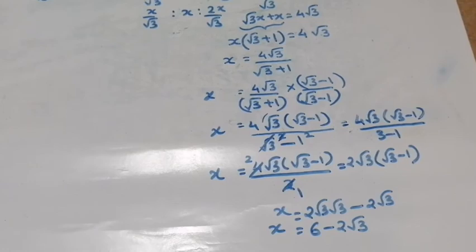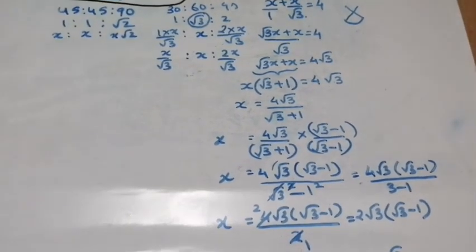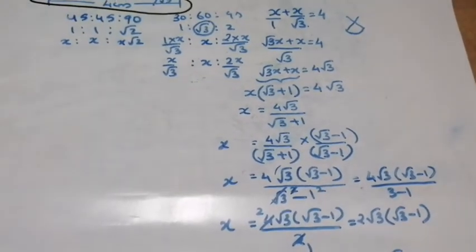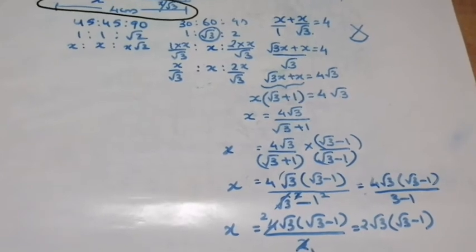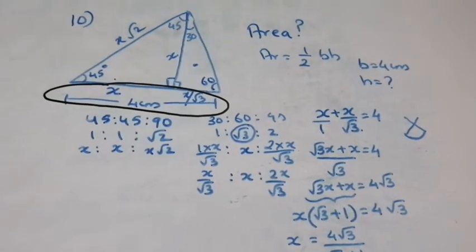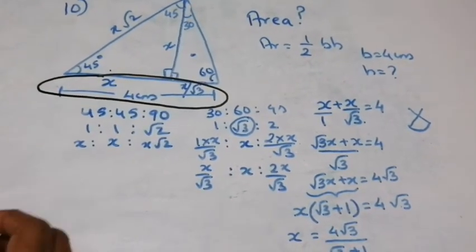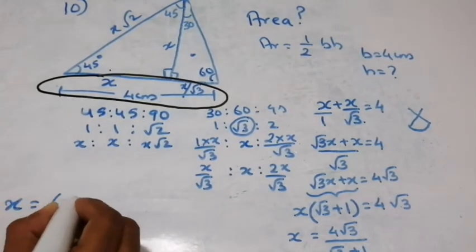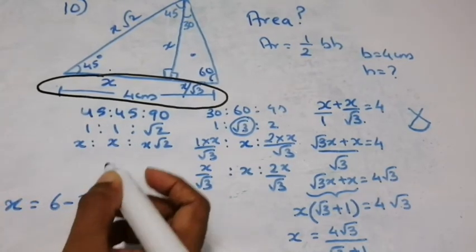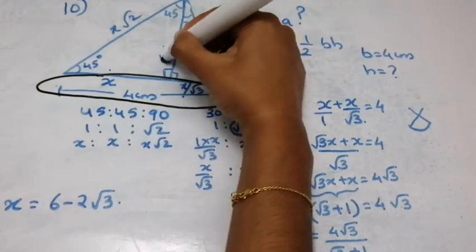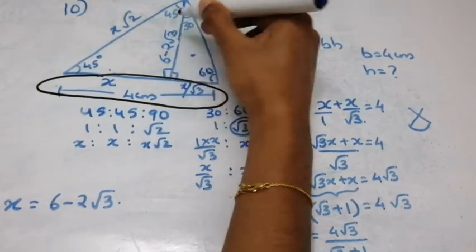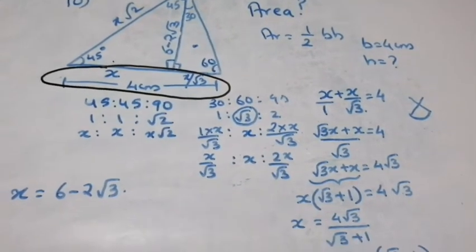That is actually the height of the triangle. Okay, so I'm marking here. We got x is equal to 6 minus 2 root 3. So I'm marking here now 6 minus 2 root 3. Need not mark in the figure, it's okay.